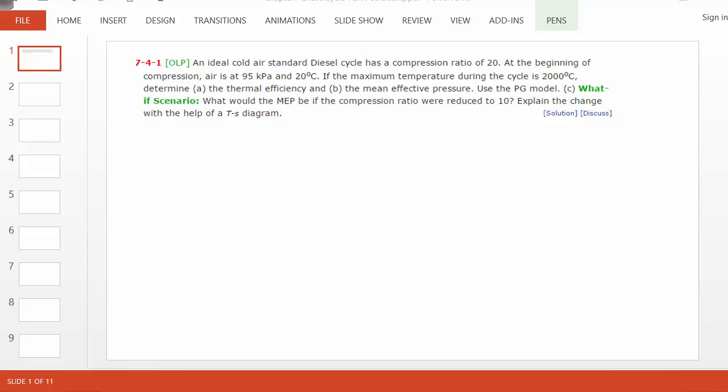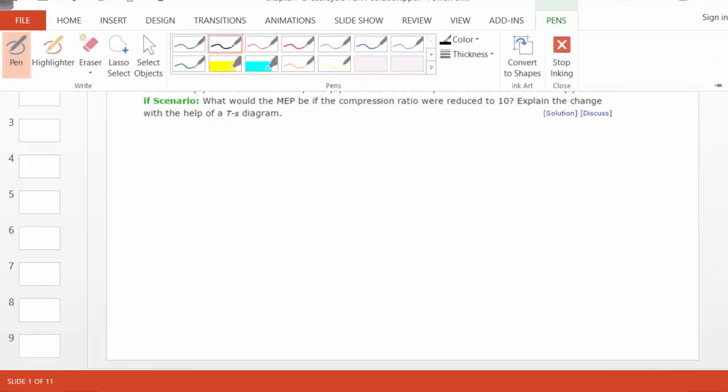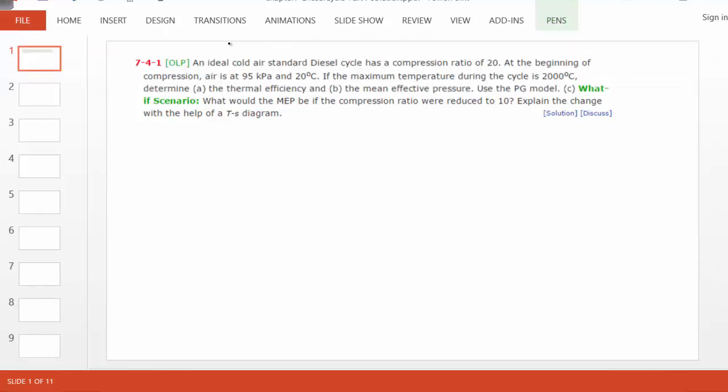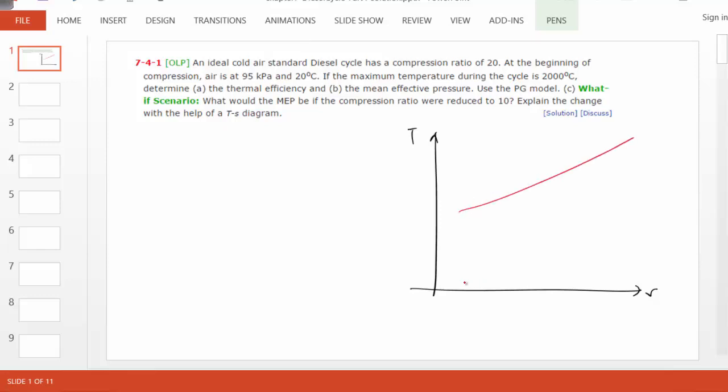Okay, let us solve the air standard diesel cycle problem. Let's first see what is given. It's a great idea always to draw the TS diagram even before reading the entire problem. So we have a constant pressure line, which is less steep than a constant volume line.